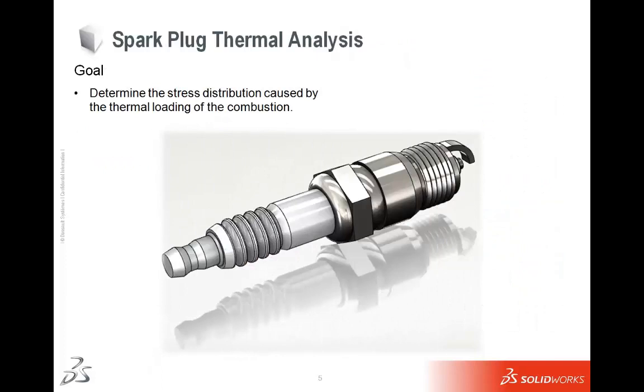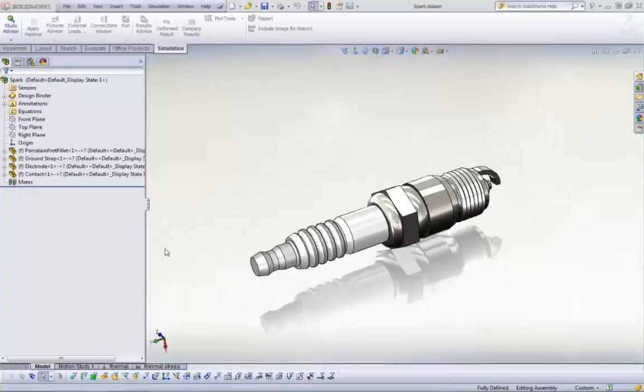For our next analysis, we're going to do a thermal analysis, and our goal is to determine the stresses caused by a thermal loading of combustion. So I'm going to add a heat source up here that simulates combustion. And we're going to see how that temperature propagates through our spark plug, and we're going to see the stresses caused by that heat distribution. Let's take a look at how to set up a thermal study.